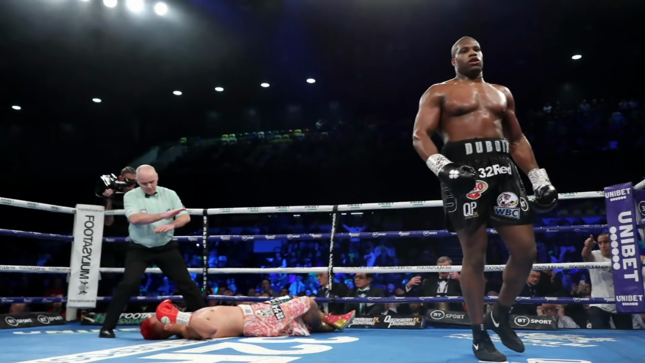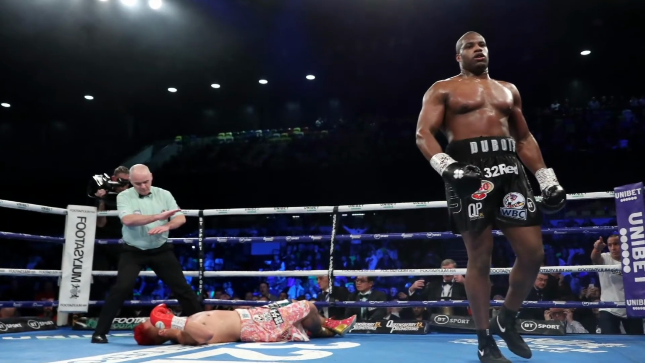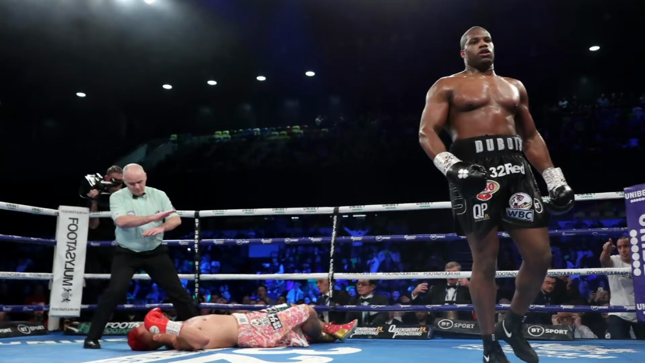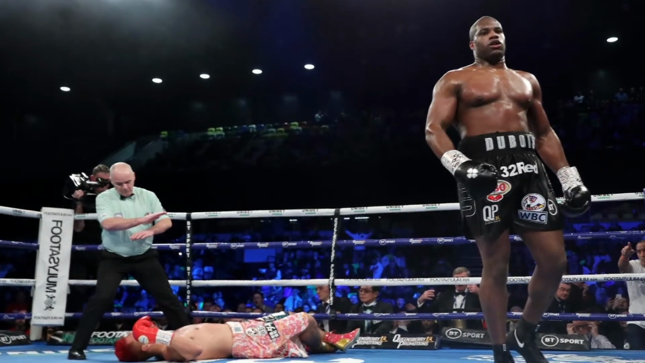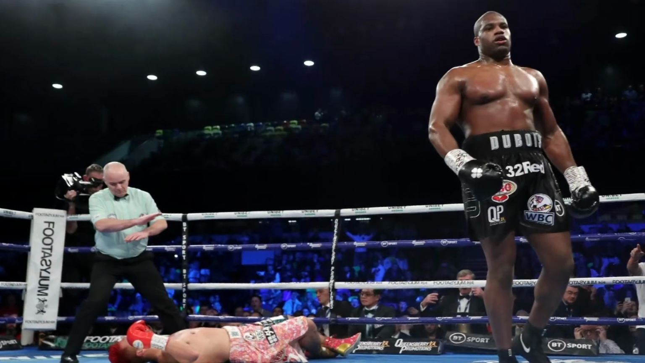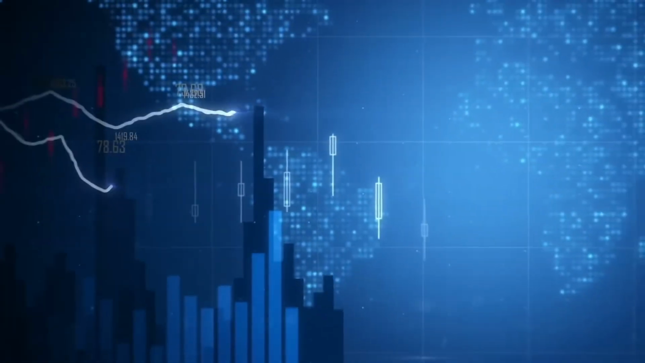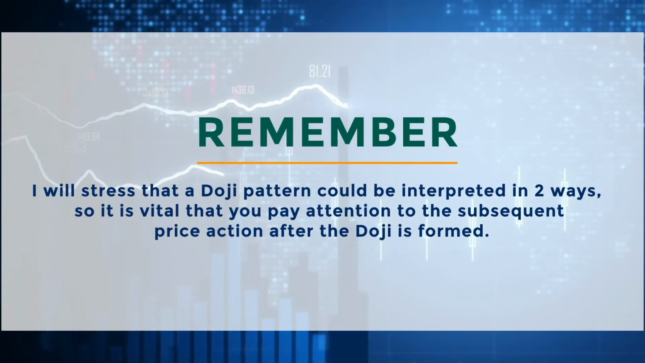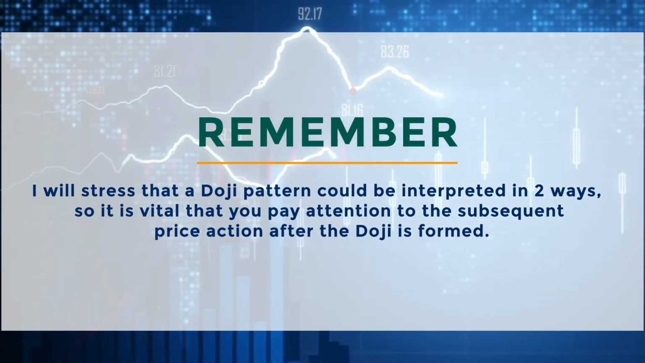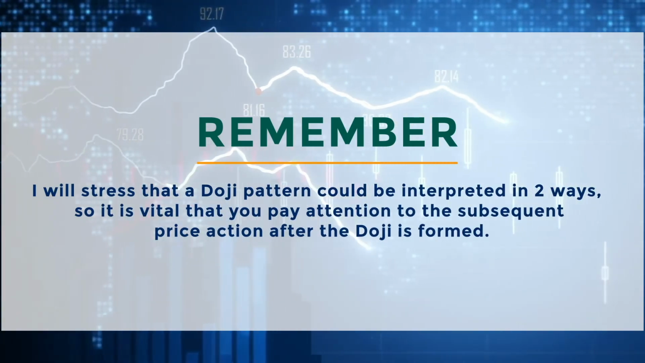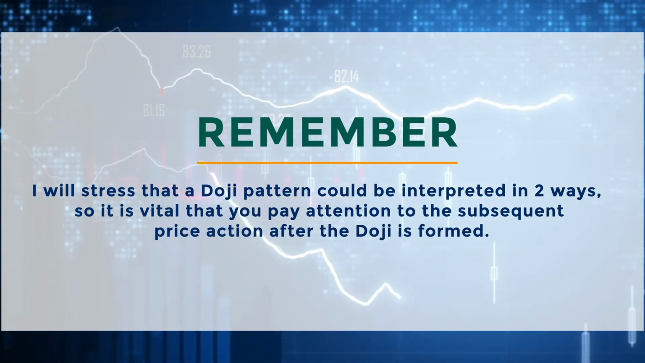Now, returning to the boxing match example, it's like boxer A has finally managed to knock out boxer B after many rounds of going at it without a clear winner. Again, I will stress that a doji pattern could be interpreted in two ways, so it is vital that you pay attention to the subsequent price action after the doji is formed.